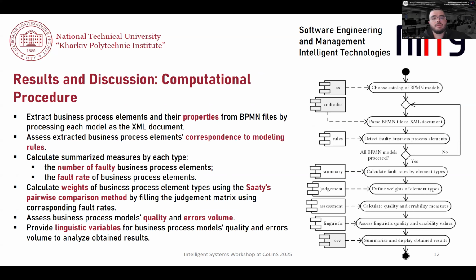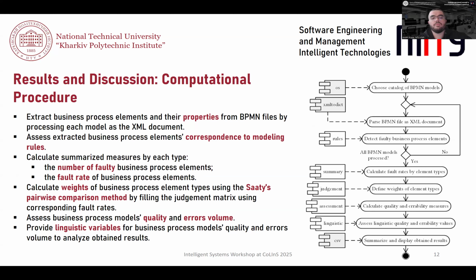So let's consider the computational procedure. It includes such steps as extraction of process elements and their properties or features from BPMN files by processing them as XML documents, assessment of each extracted process element in terms of its correspondence to modeling rules, calculation of summarized measures by each type, the number of faulty process elements, and the fault rate of business process elements in general.